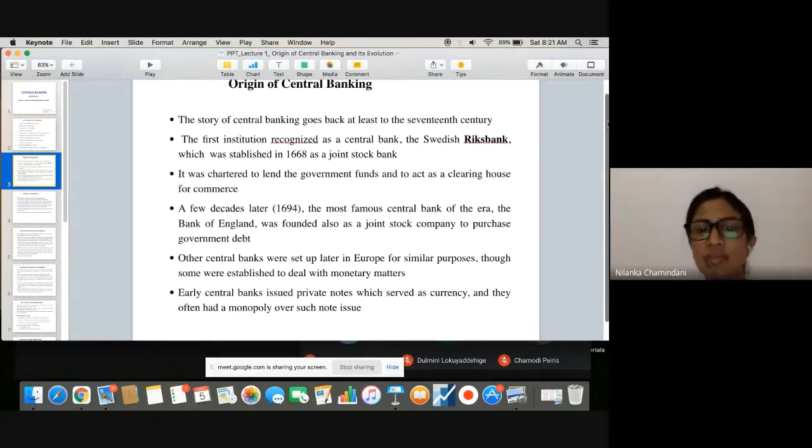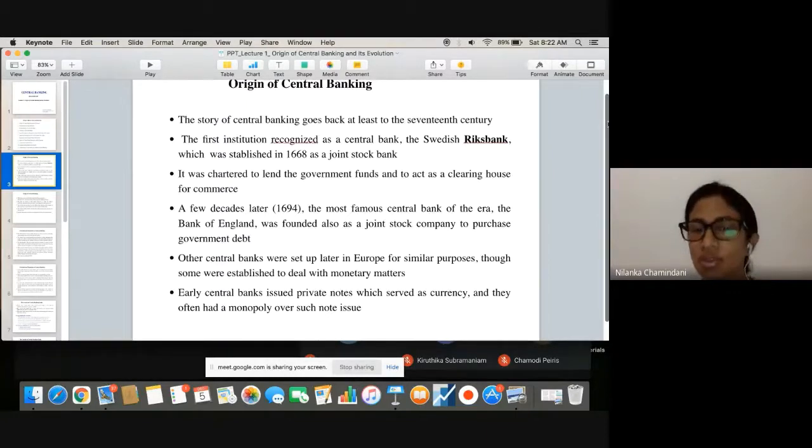Other central banks were set up later in Europe for similar purposes, right? In Europe, we can see that the Bank of England was the first bank on the European continent. Other banks were set up later in Europe for similar purposes, though some were established to deal with monetary matters. In England and some other countries in Europe, France and others, they also started up with central banking functions, but basically their main responsibility was to deal with money.